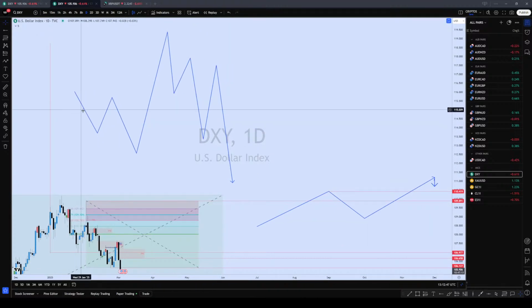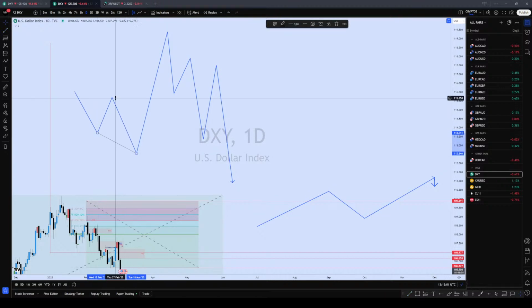Whenever you have price action showing you something like this, now this is just lines, but it's basically the candlesticks, right? You see price going down, then it goes up, then it goes down, then it goes up. So this is a buy pattern, right? Price is going to go up.